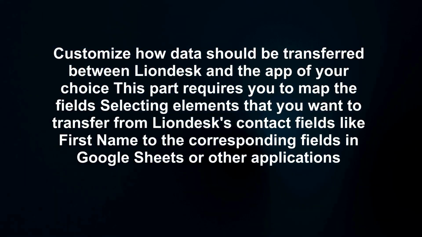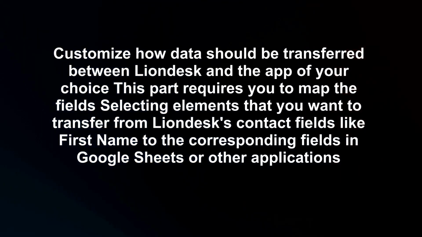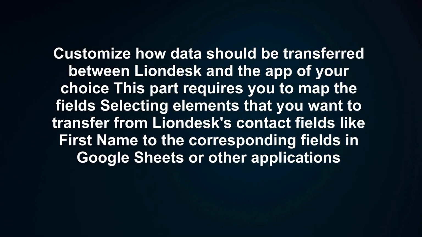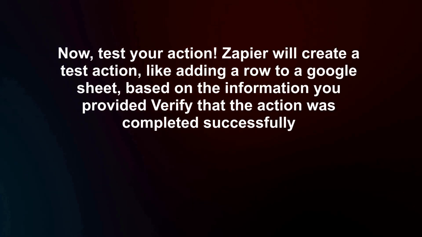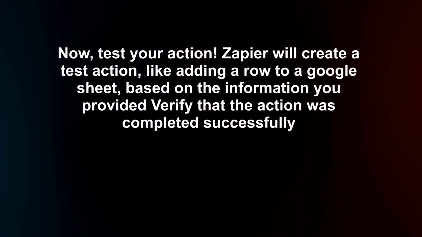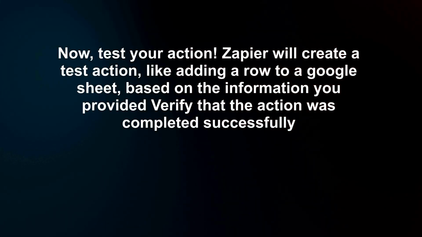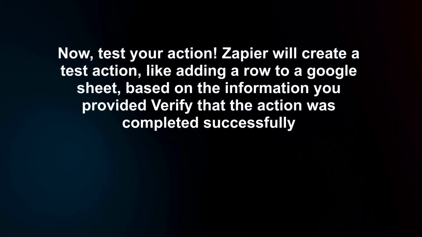This part requires you to map the fields, selecting elements that you want to transfer from Liondesk's contact fields, like first name, to the corresponding fields in Google Sheets or other applications. Now, test your action. Zapier will create a test action, like adding a row to a Google Sheet. Based on the information you provided, verify that the action was completed successfully.